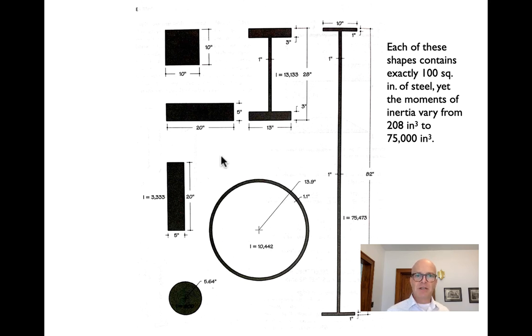So each one of these shapes is 100 square inches of steel, but the moments of inertia, effectiveness in bending, again range from about 208 inches cubed for the round bar. Notice that most of its cross-sectional area is concentrated right around the centroid. If we make that into a 28-inch deep I-beam, we have a moment of inertia of 13,000. So about 500 times the moment of inertia of a round bar. And here you can see by increasing the depth, we have a moment of inertia of 75,000 inches to the 4th. So this is almost 5 times as effective a beam as a round bar.